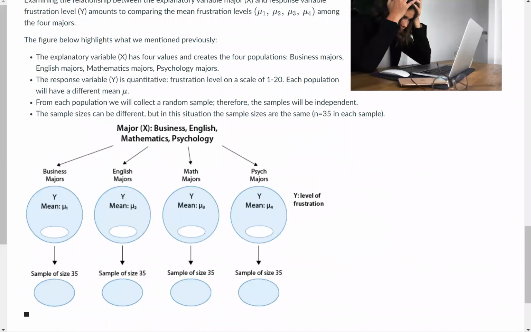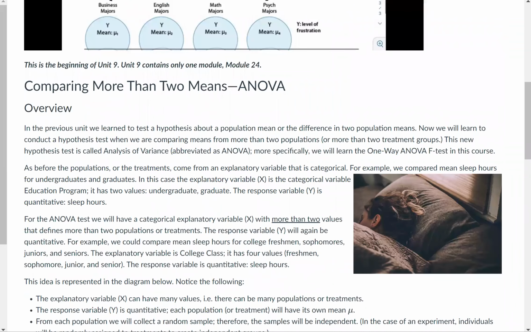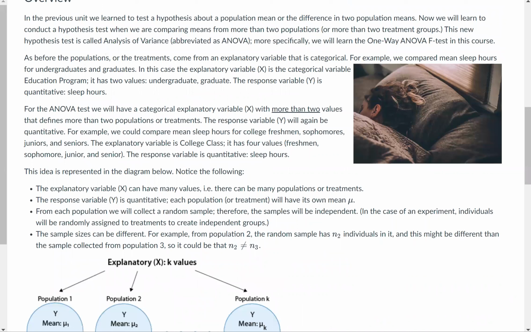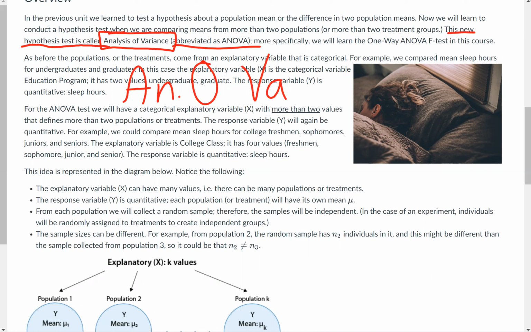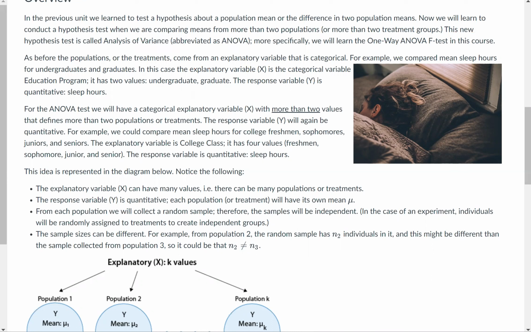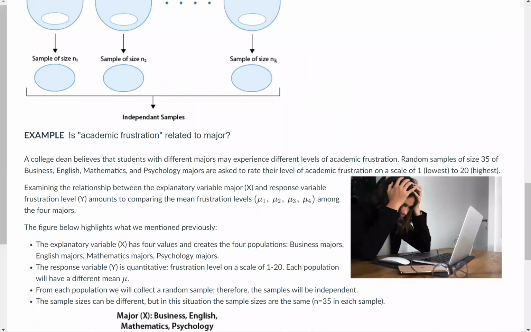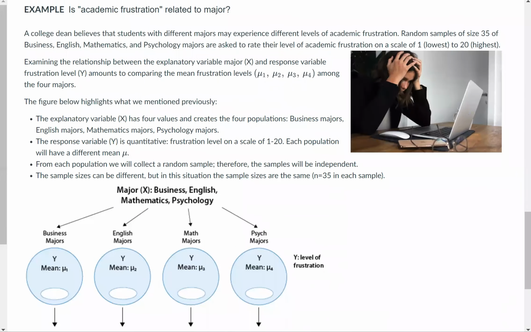Actually, I don't think we really defined ANOVA. We talked about how it's different than what we've seen before, where we were just comparing two mu's, but this new hypothesis test is called analysis of variance. That's abbreviated ANOVA: the AN from analysis, the O from of, and the VA from variance. Analysis of variance. That's what ANOVA stands for. It sounds like something from astronomy, but no, it's just an abbreviation for analysis of variance. I should have said that earlier, but now we have context, so maybe it makes more sense.